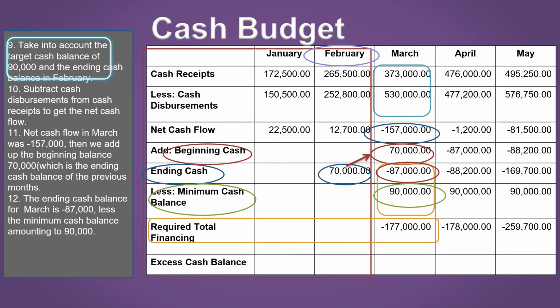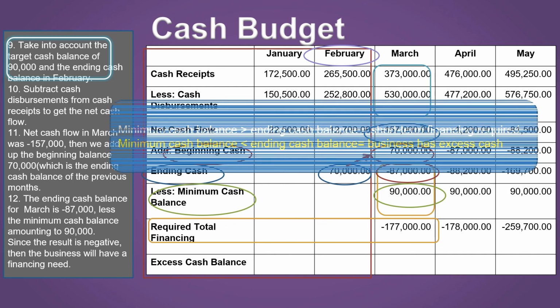If the answer to ending cash less the minimum cash balance is negative, you have to post it in the required total financing. But if the answer is positive, then you'll post it in the excess cash balance. Since the result is negative, the business will have a financing need of negative 177,000. It's the same with the month of April. There is a required total financing of 178,000, and also for the month of May.